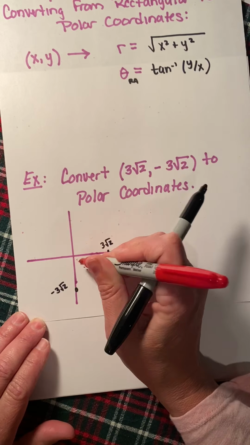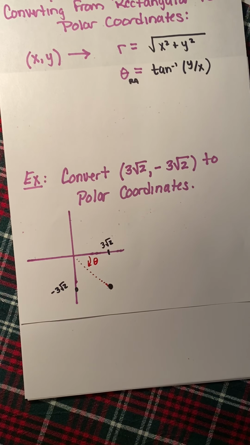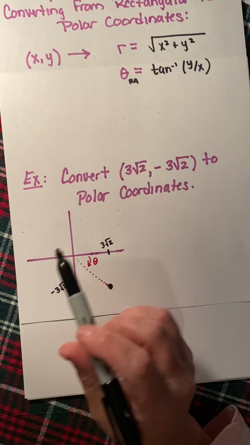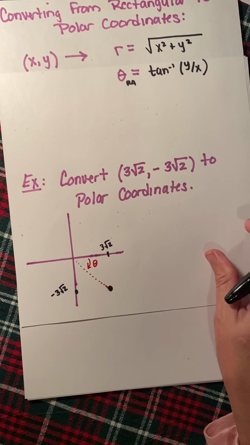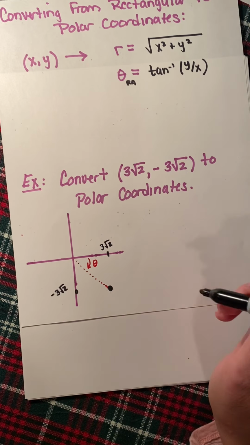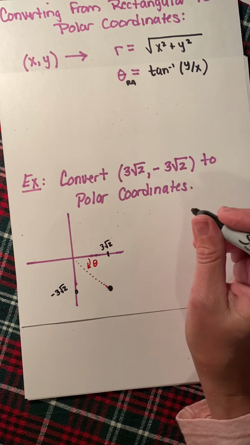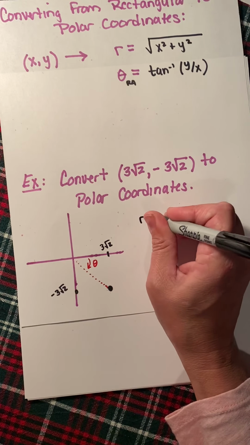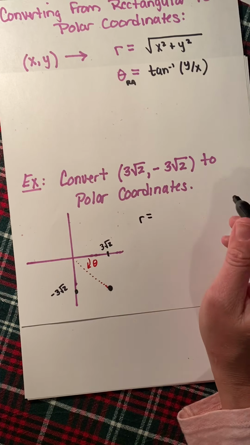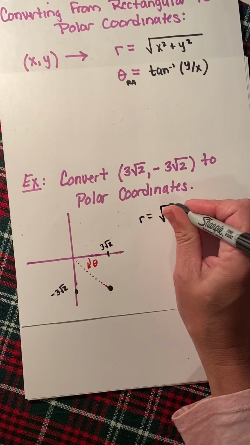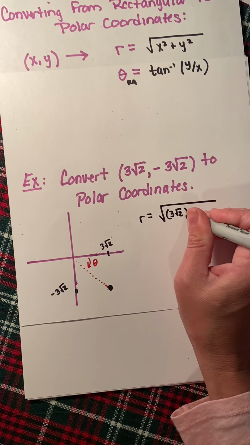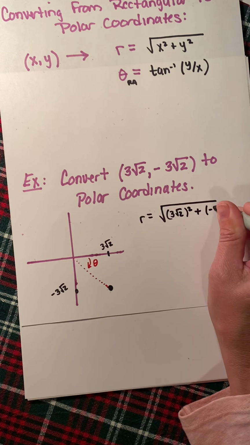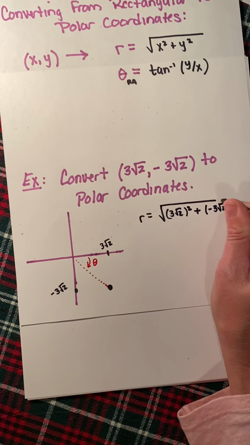We could use any angle. There's actually infinitely many answers to this. Again, be really careful because sometimes it asks you for a positive angle. So we'll give two values that would produce this point in the XY system. First, let's do r. r is equal to, because r squared is x squared plus y squared, the square root of 3 square root of 2 squared, plus negative 3 square root of 2 squared.